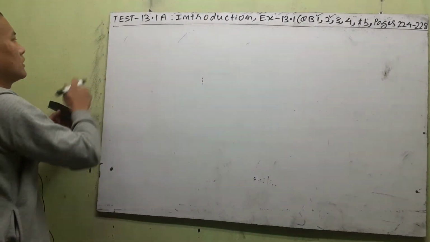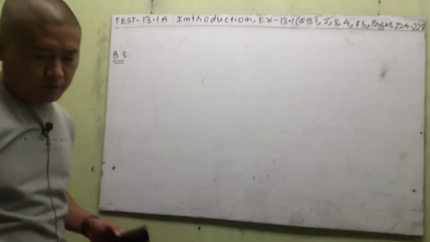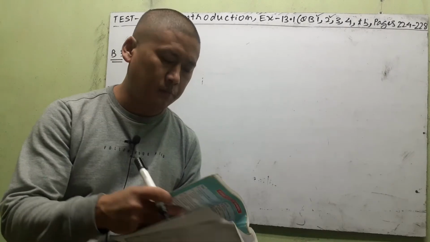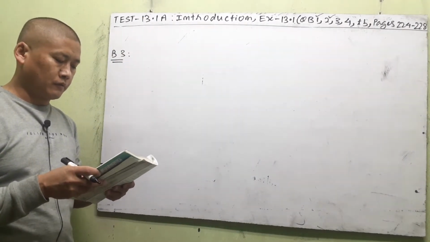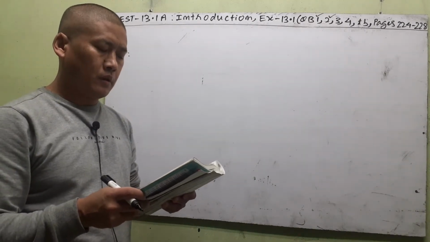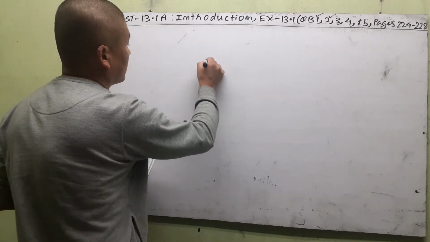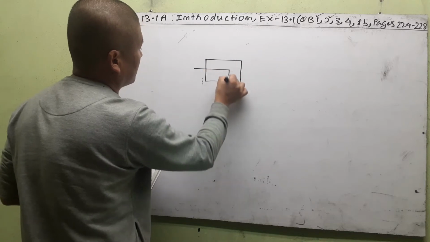Let's go to B3. Page 229. The floor of a rectangular hall has perimeter 250 meter. If the cost of painting the 4 walls at the rate of rupees 10 per meter square is rupees 15,000, find the height of the hall. So hall means room only. So let us draw a representative hall. So this is hall means cuboid only.